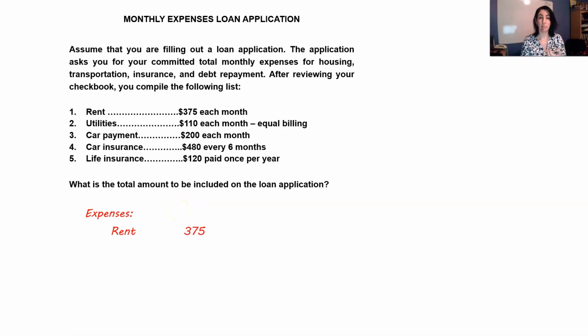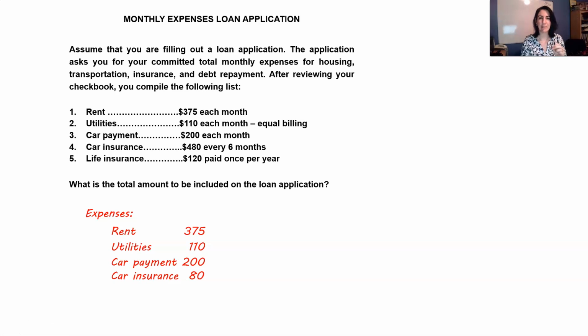You'd have rent $375, utilities $110, those don't change. Your car payment $200, but the car insurance you'd record wouldn't be $480. It'd really be $80, right? Because it's $480 every 6 months. That right there, that's accrual basis.